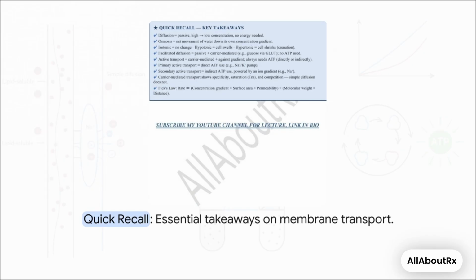Okay, let's lock this all in with a rapid-fire review. Diffusion and osmosis, passive. Isotonic means no change. Hypotonic means swelling. Hypertonic means shrinking or crenation. Facilitated diffusion uses a carrier, but zero ATP. Active transport uses a carrier and always needs ATP to fight the gradient. And remember those 3 bouncer rules for carriers: specificity, saturation, and competition. Keep this quick recall checklist in mind to guarantee you are fully prepared to ace your physiology and pharmacology exams.